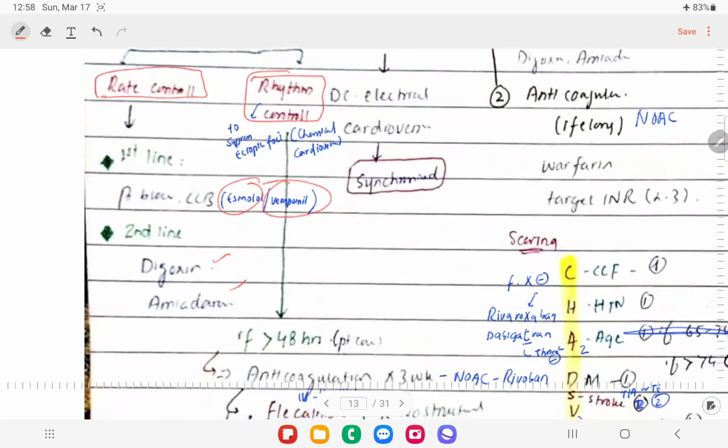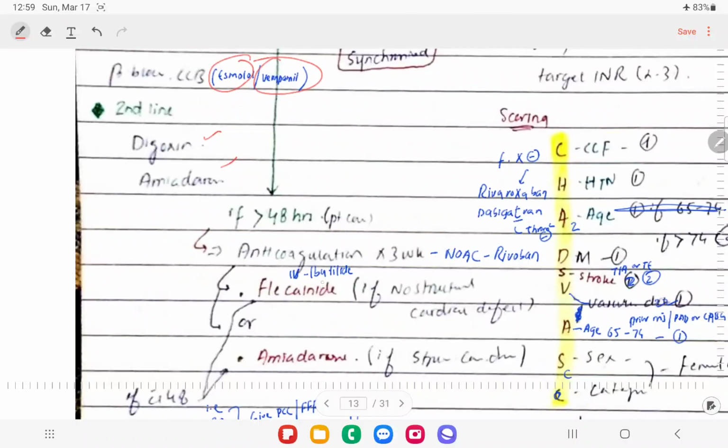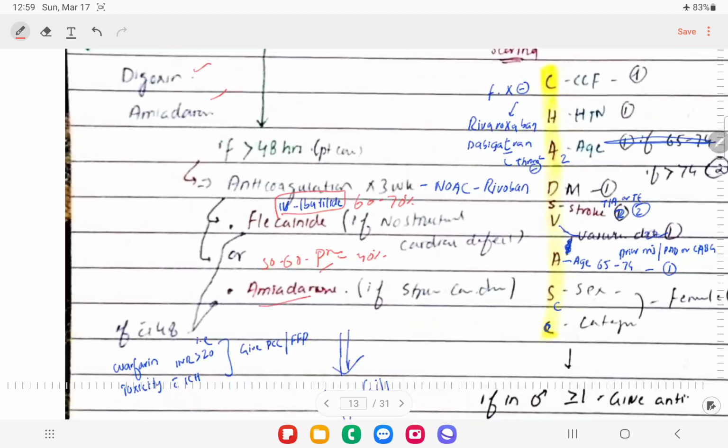So for rhythm control, we can use ibutilide IV in these patients. Other drugs which can be used are amiodarone and procainamide, right? So ibutilide will have 60 to 70% efficacy, amiodarone will have 50 to 60% efficacy, and procainamide will have 40 to 50% efficacy for rhythm control, right?